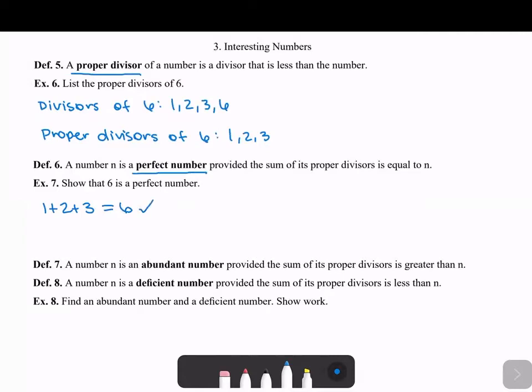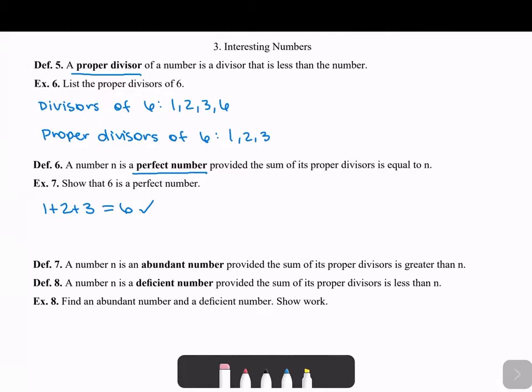I think the next smallest perfect number is 20, or it's in the 20s. Let me check if it is 20. The proper factors of 20 are 1, 2, 4, 5, and 10. When we add these up, you get 22. What is the next perfect number? I know it's in the 20s. Let me look it up right quick. Is it 22, maybe? 28. So it's actually 28 that is the next perfect number.